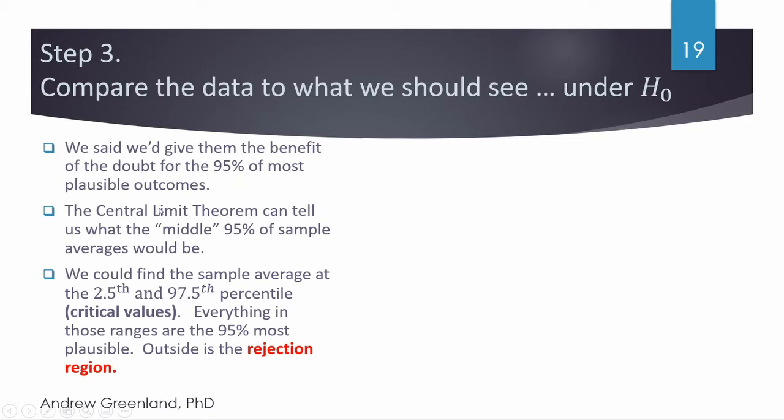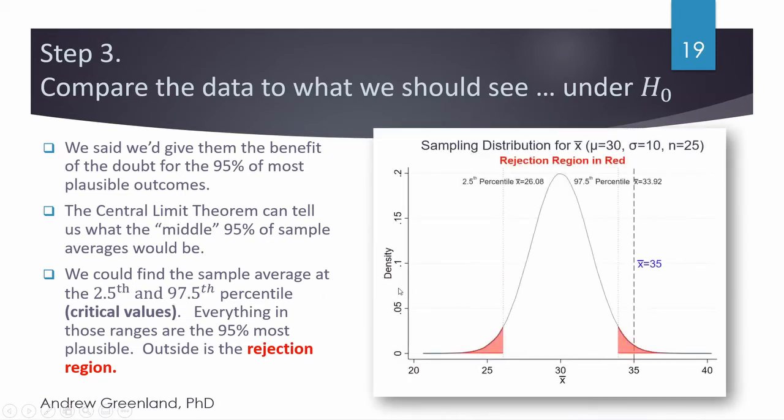And so to do this, we're going to identify what are going to be called critical values here. The critical values are going to be the places that bound, okay, the 95% of the most plausible outcomes. And those are going to be in the middle of my distribution. So here one is going to be at the 2.5th percentile, another will be at the 97.5th percentile. The difference between those two is the 95% of the data that I'm after. Anything outside of that, we're going to call the rejection region.